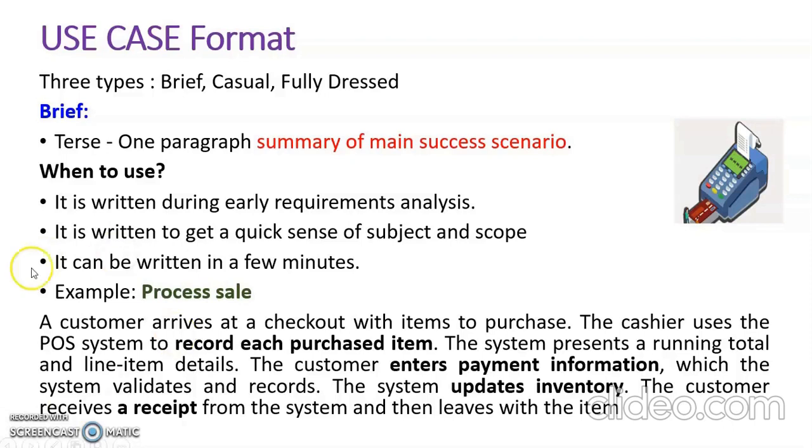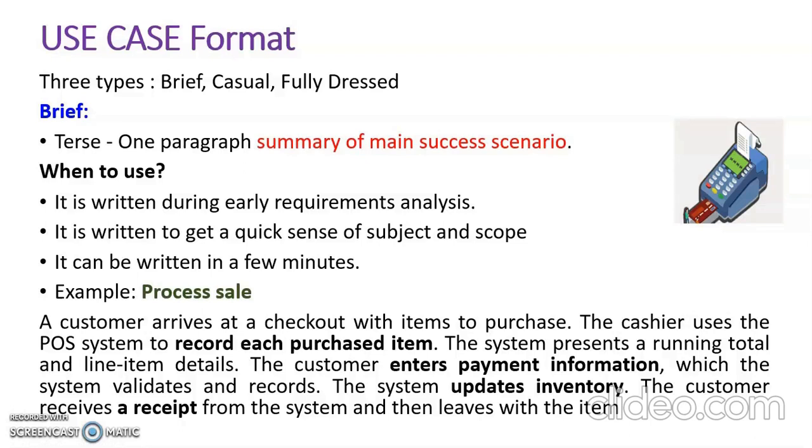The process sale use case is described in one paragraph. A customer arrives at the checkout with items to purchase. The cashier uses the POS system to record each purchased item, that is the computer. The system presents the running total and line item. For each item, our system will generate the subtotal, right? Similar to our supermarket bill.